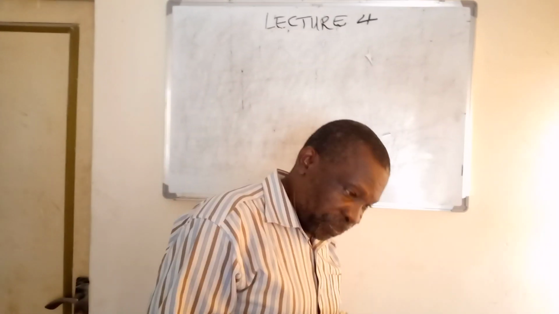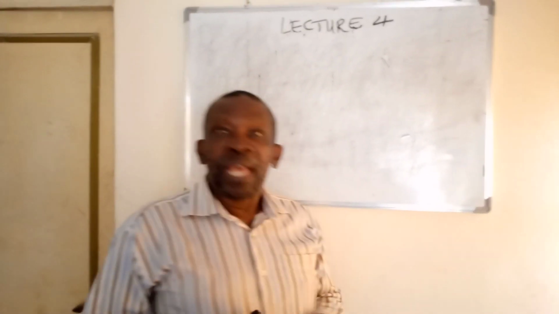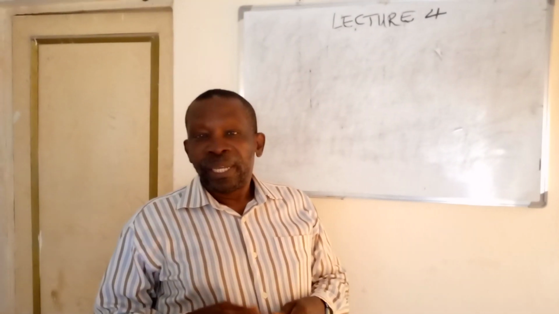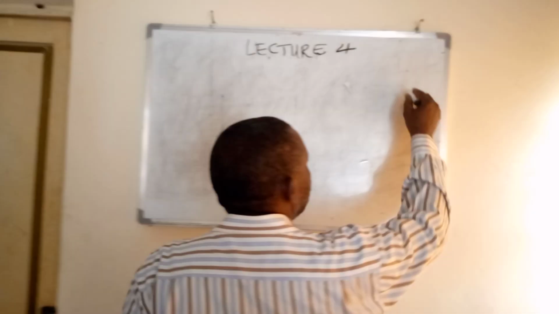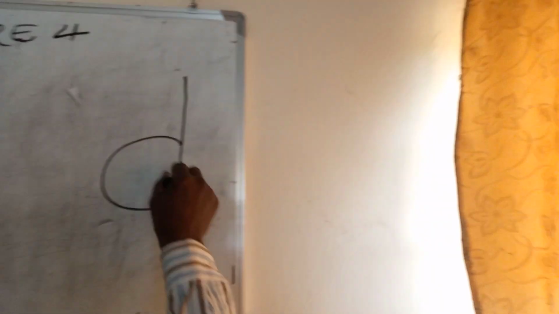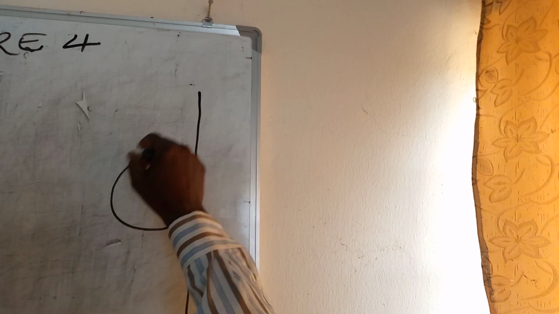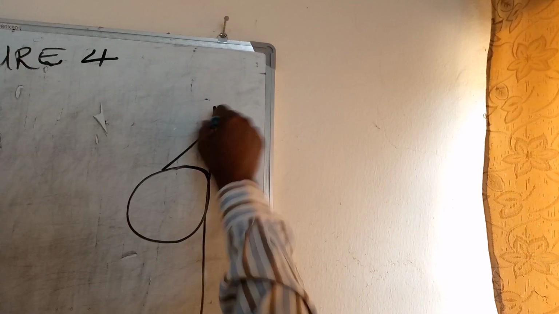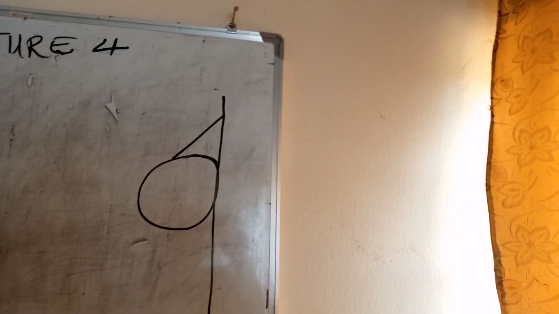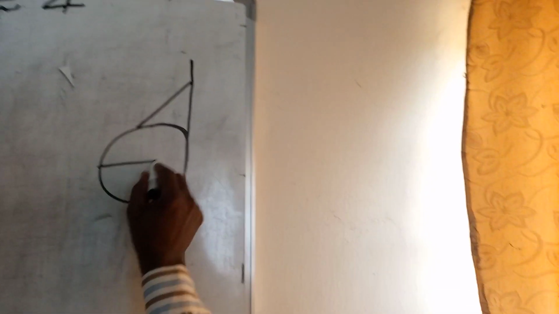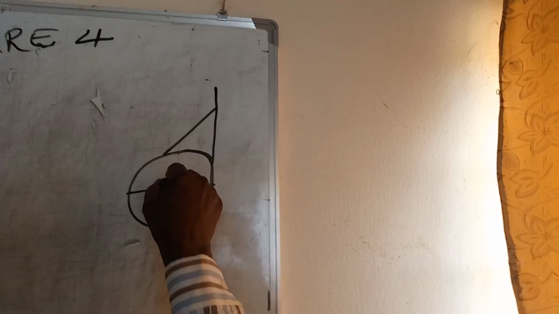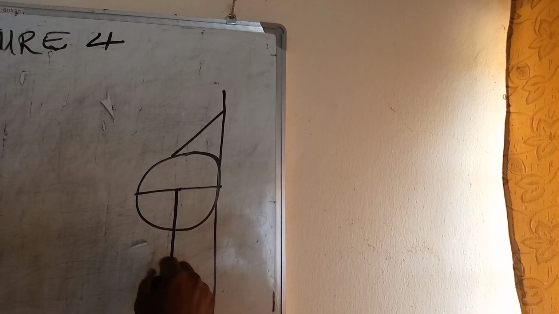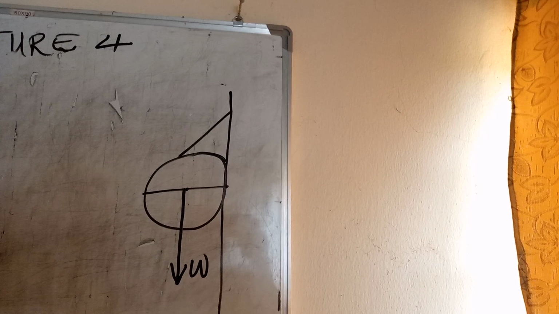Forces in equilibrium. Take, for instance, a ball that is hung against a wall. Let's say this is a wall, this is the ball, and this is the string from the ball that holds the ball to the wall. This is the diameter of the ball. At the center here is the weight of the ball.